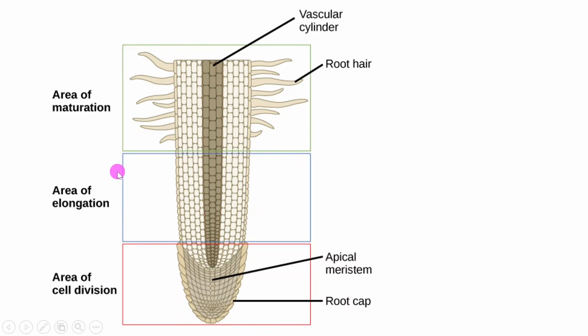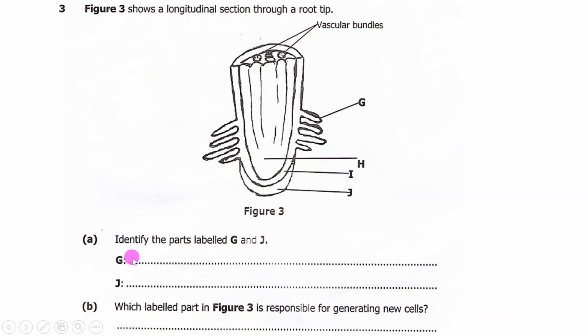All right, so let's go back to the question now. When they say identify the parts labeled G and J, we say G is going to be the root hair, then J is going to be the root cap. Then part B says which labeled part in figure 3 is responsible for generating new cells. The one responsible for generating new cells is actually I here. So I is responsible for generating new cells, and it is called the apical meristem.